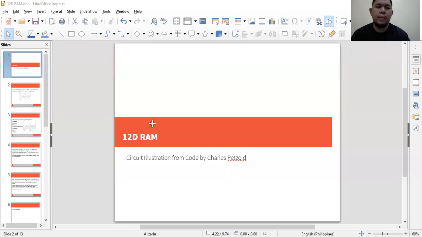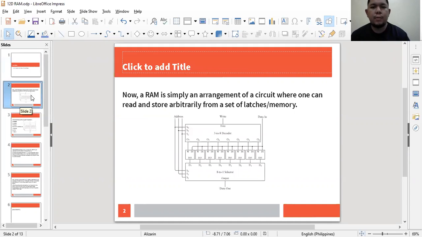In this video, we'll be discussing RAM, or random access memory, circuit illustration from Code by Charles Petzold. Now, a RAM is simply an arrangement of a circuit where one can read and store arbitrarily from a set of latches or memory. Arbitrarily meaning that we have a single data in, and we can pick and choose which of these set of latches or memory we want to store it in.